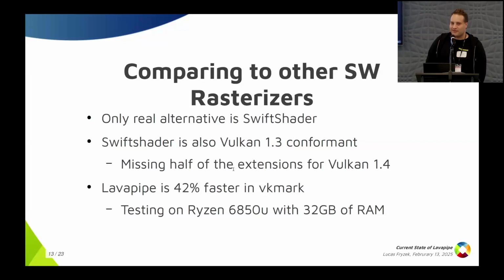SwiftShader only supports Vulkan 1.3. It doesn't have all the extensions for 1.4. As far as I know on the development side, they are only really adding stuff that Android needs to run, so I don't think there's much contribution going there besides what Android needs. Testing on my own system, I got about 42% improved performance on some basic benchmarks running on Lavapipe over SwiftShader. If you're on Linux, SwiftShader also does not support Wayland, as far as I know, and will crash. So if you're using Wayland, you probably want to use Lavapipe as well.